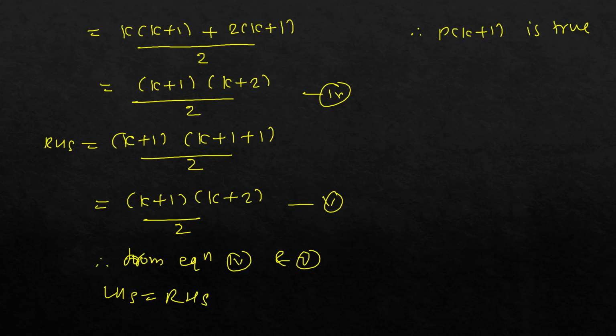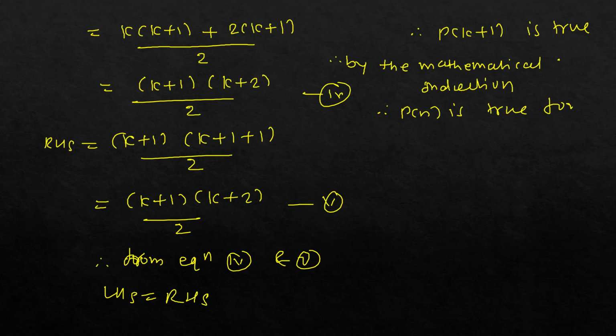So at the last, therefore, by the principle of mathematical induction, the result is P of n is true for all natural numbers. Therefore, P of n is true for n belongs to capital N. So this is considered as a principle of mathematical induction.